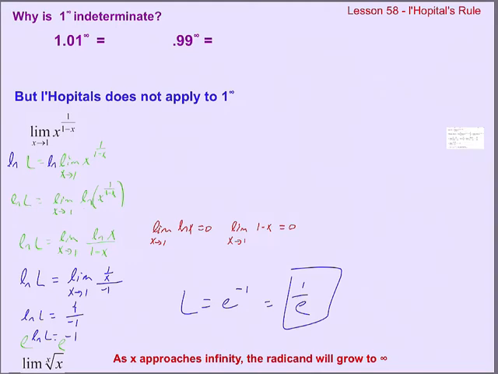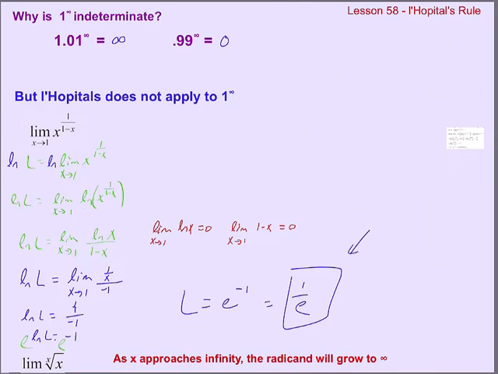And it's a little bit crazy that we started by saying, I'm not sure, is it 1.01 to the infinity, which would be infinite? Or is it 0.99 to the infinity, which would be 0? No, it's neither of them. It's 1 over e.